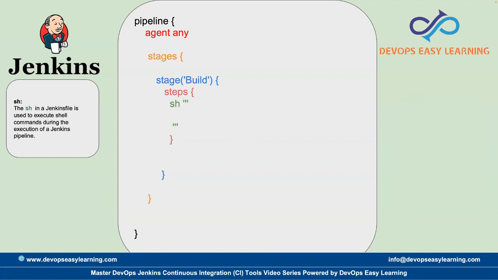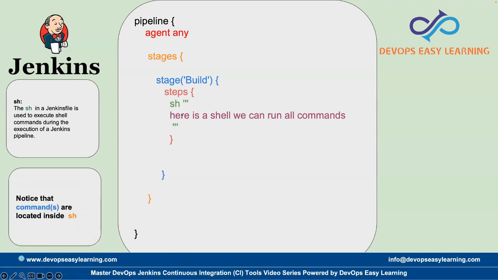Now, I just want to recap again. We have pipeline, then we have the agent that is mandatory. We have stages. Inside stages, we have stage. Inside stage, we have step. Inside step, we have sh. And inside sh, we can run every command that we want. Note that the commands should be constrained inside the sh, and you can run as many commands as you want. Technically, it is mandatory to have at least one command.